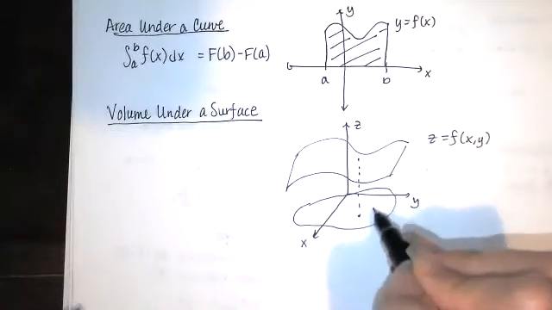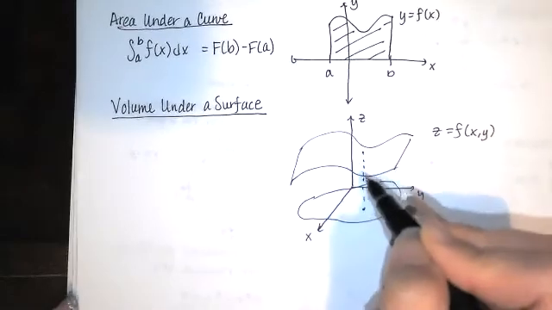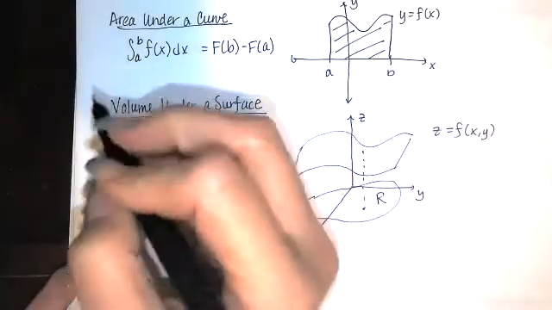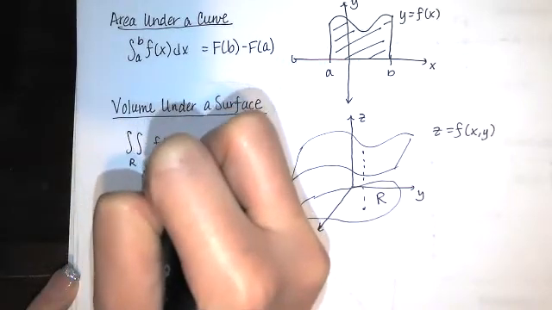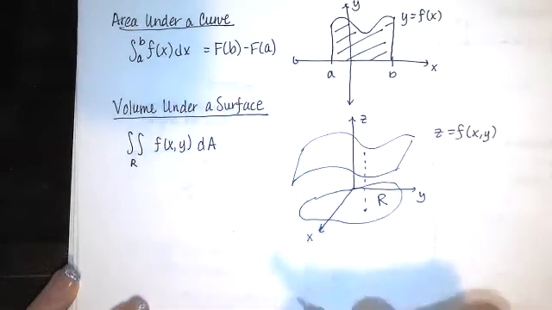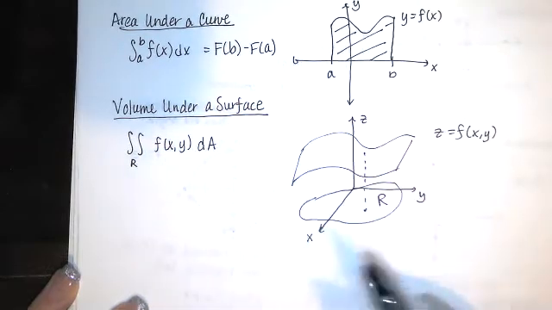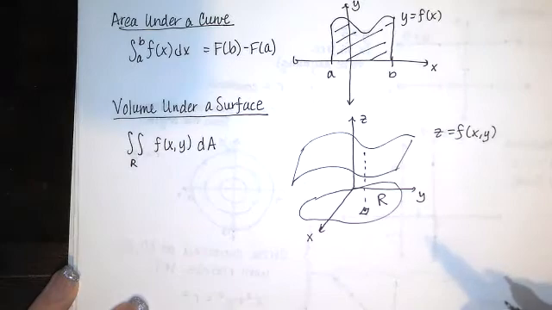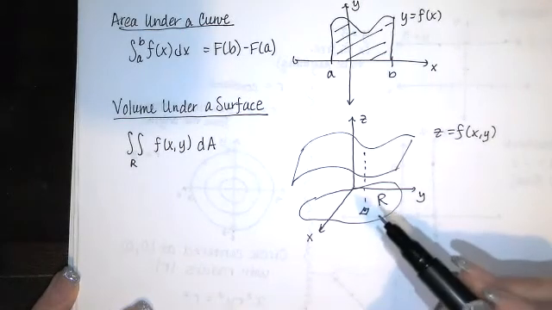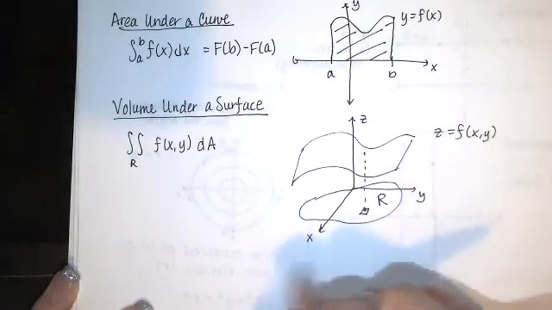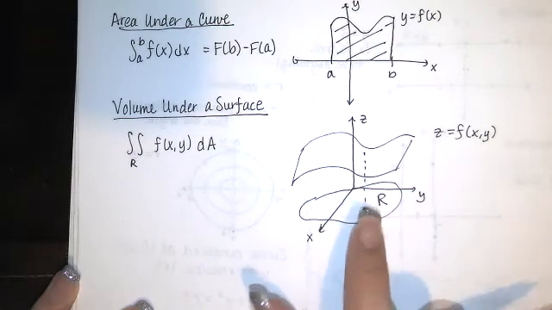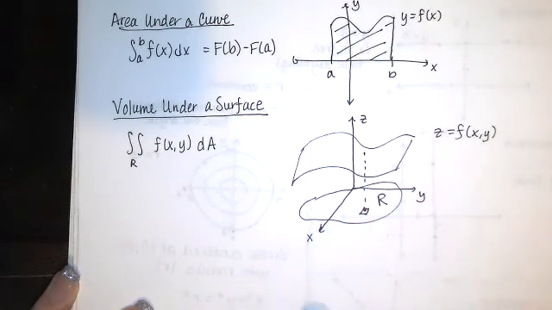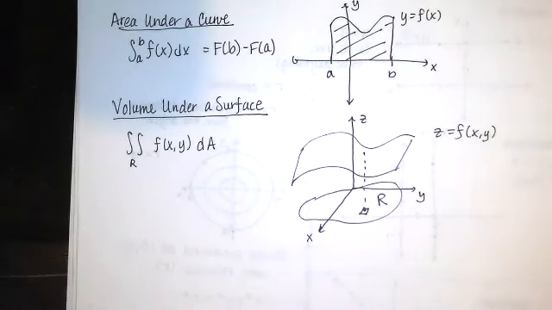If we want the volume above this region R in the xy plane and below the surface, instead of having a single integral, we have what's called a double integral. And this dA will be dx times dy. It's going to be a tiny little area piece in the xy plane. I bring this up because it's so important when we talk about polar coordinates. If this region R is a circle or part of a circle, it's much more easily described in polar coordinates than in rectangular coordinates.